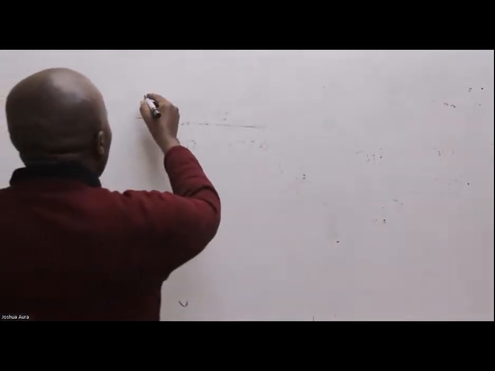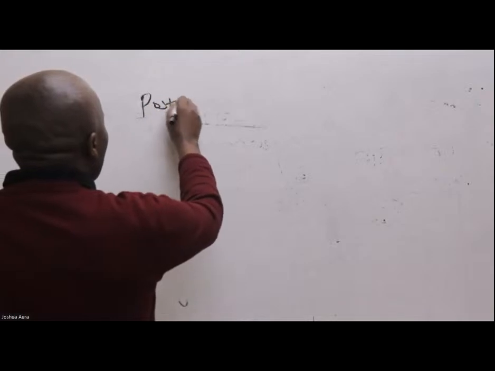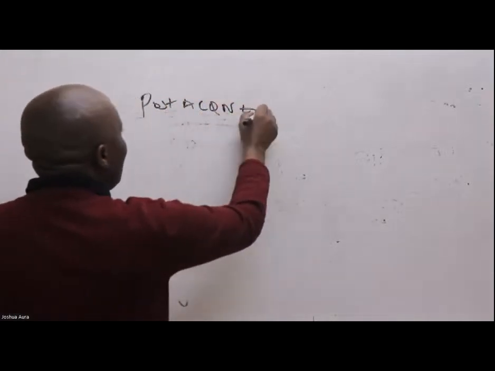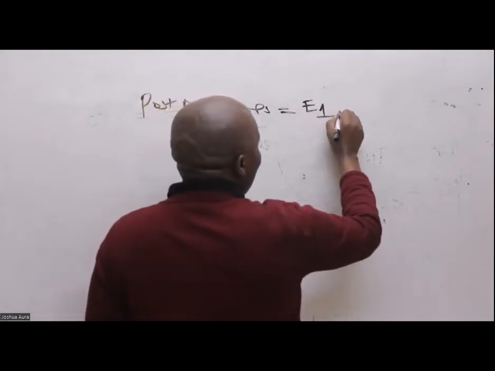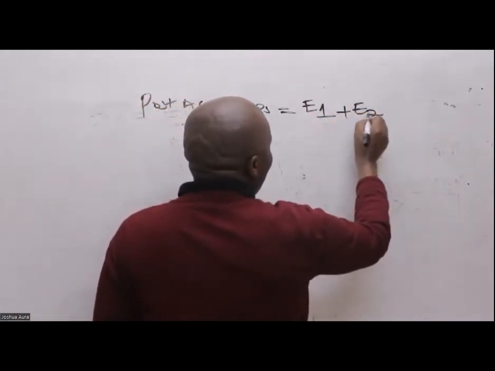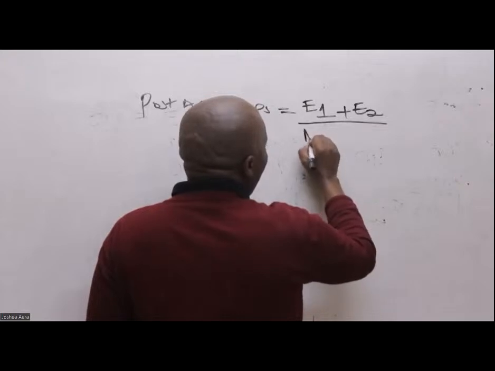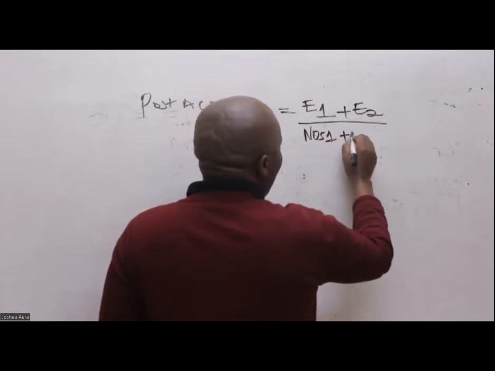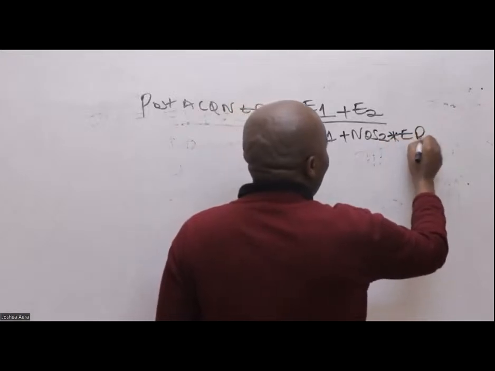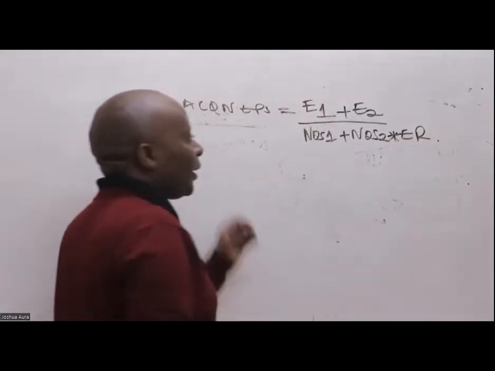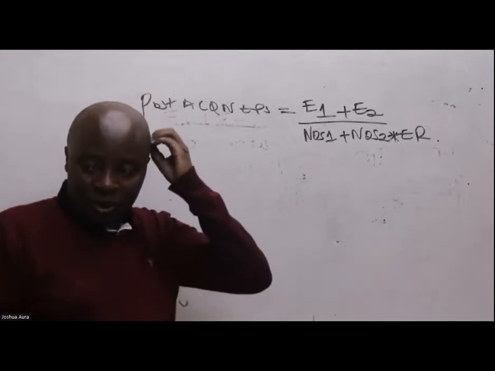So what I'll do, I will come and write for my examiner that post-acquisition EPS equals earnings of company 1 plus earnings of company 2, all over nose of company 1 plus nose of company 2 multiplied by exchange ratio, like that.